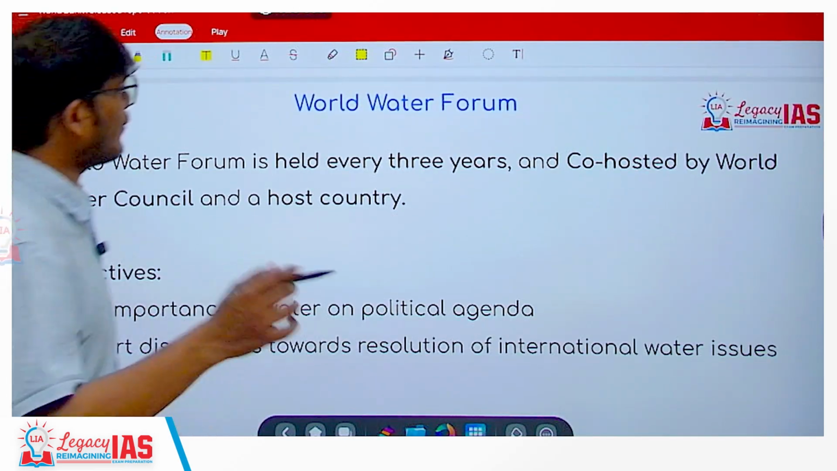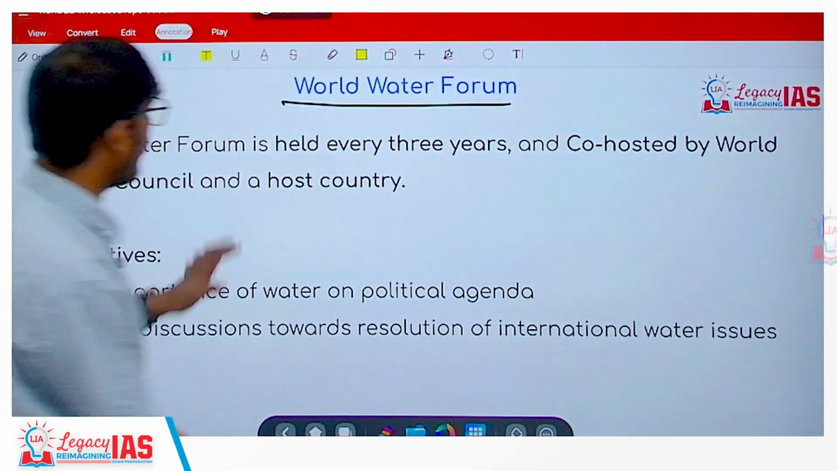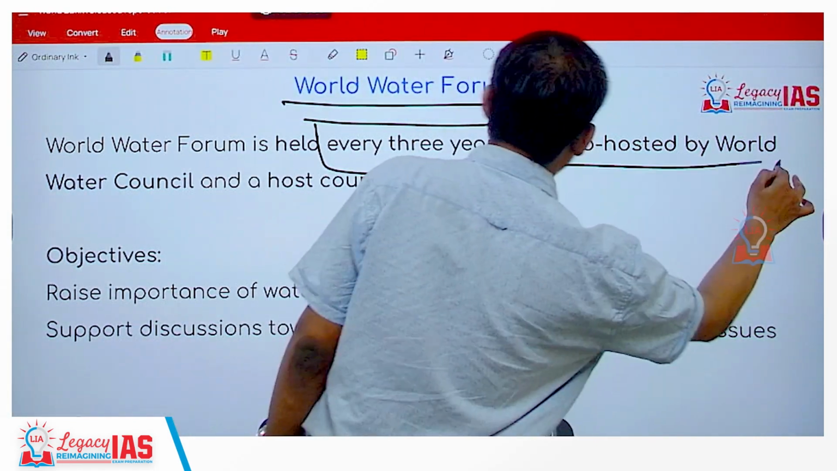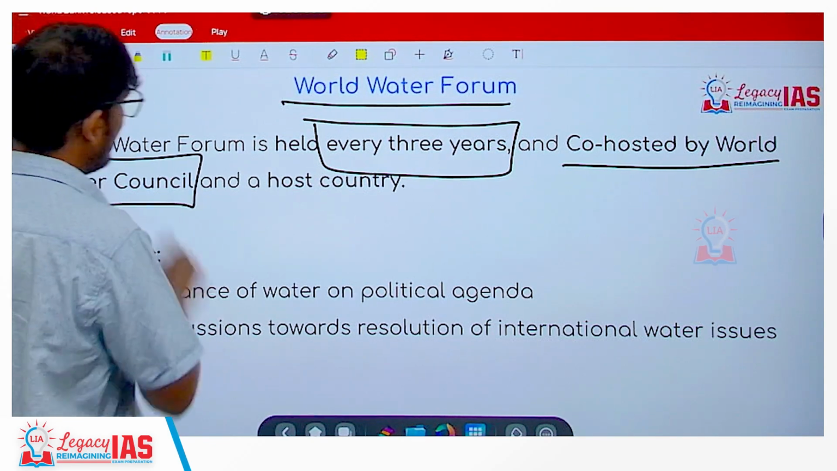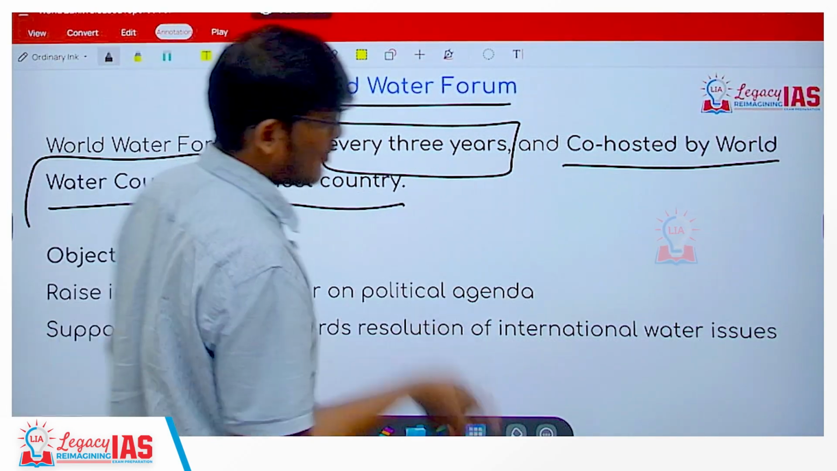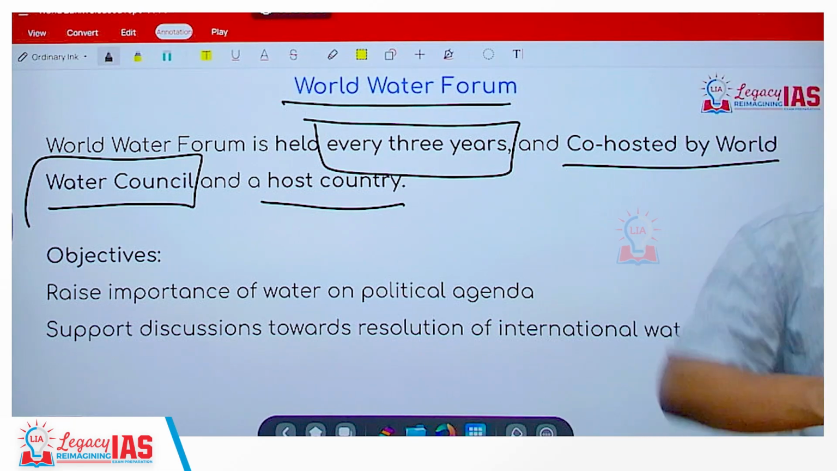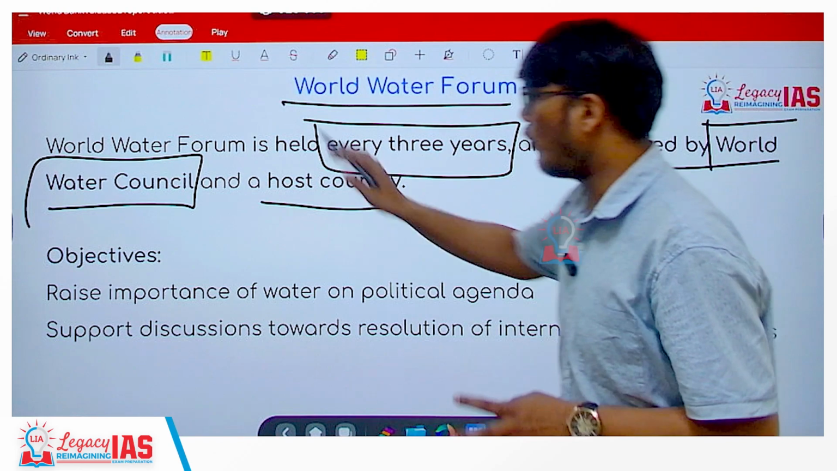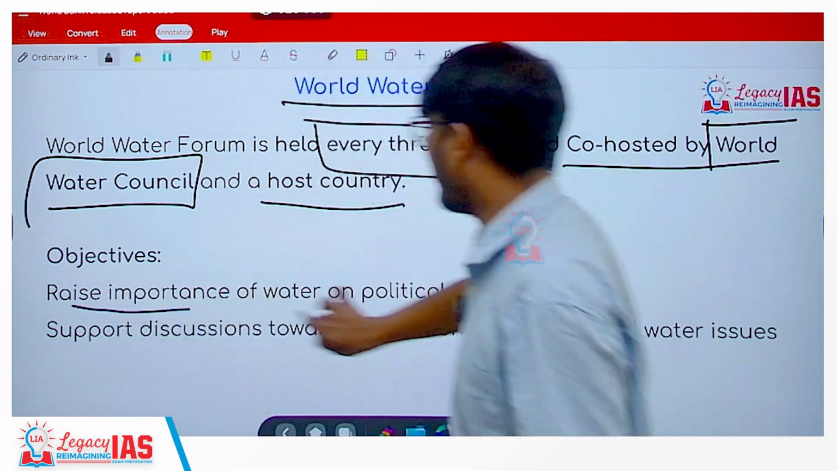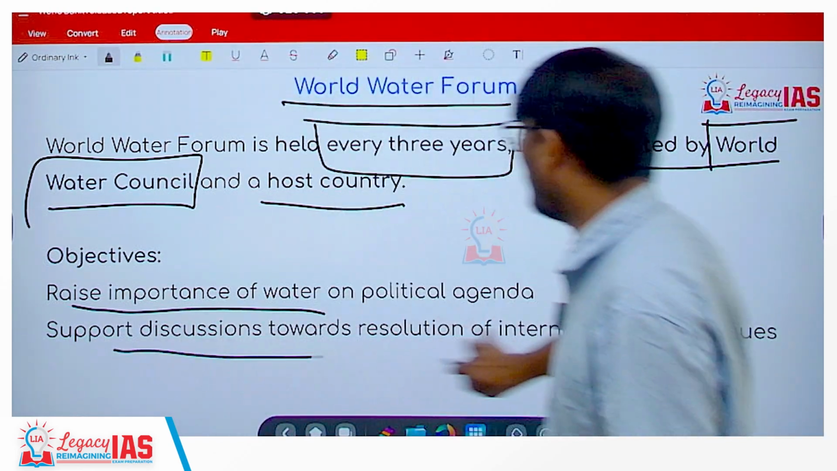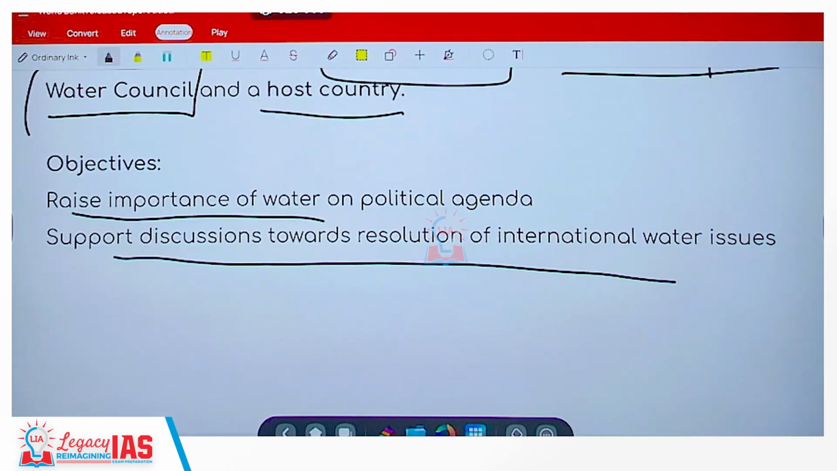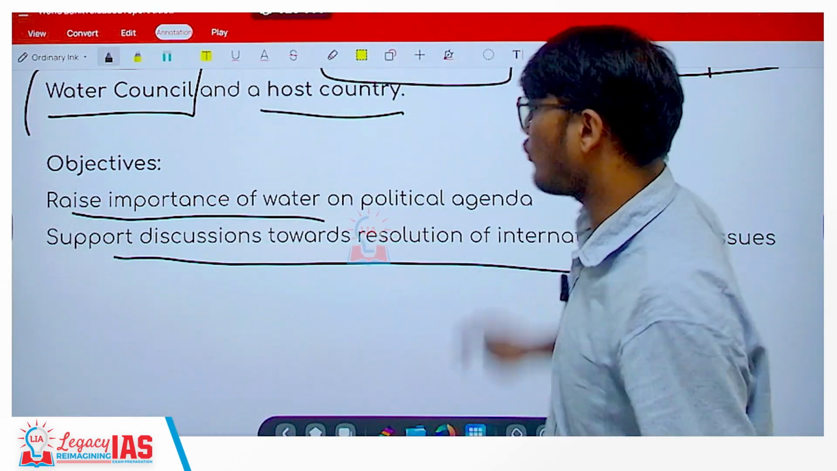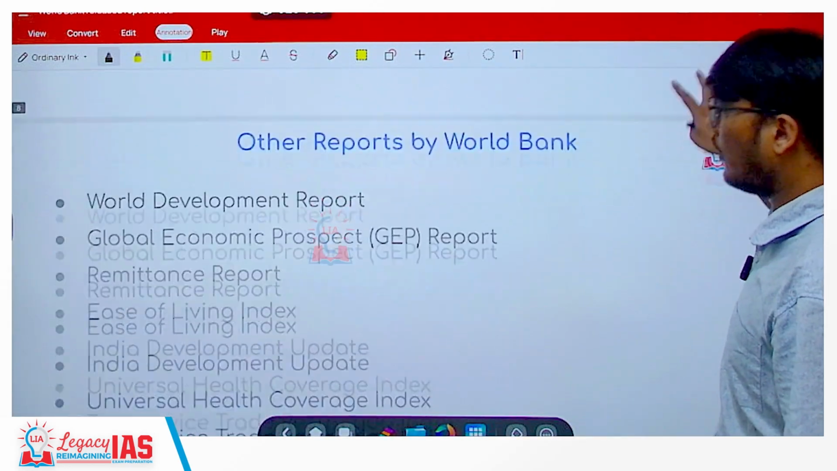Now, this report was released in the World Water Forum. What is the World Water Forum? It is held every 3 years, very important fact, co-hosted by the World Water Council. This is one party. The other party is the host country. So whichever country it is taking place in, that country along with the World Water Council will host it. The objective is to raise the importance of water and support discussion towards resolution of international water issues. So raise the importance and support the discussion regarding solving the water issues in the entire world.